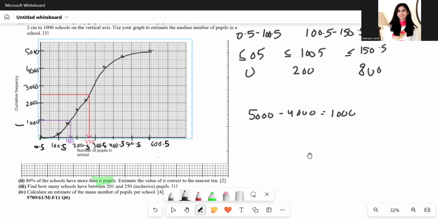So you substitute that here. You read the corresponding x value when the y value is 1,000. Okay, so that gives us 160. So answer for the first part would be 160.